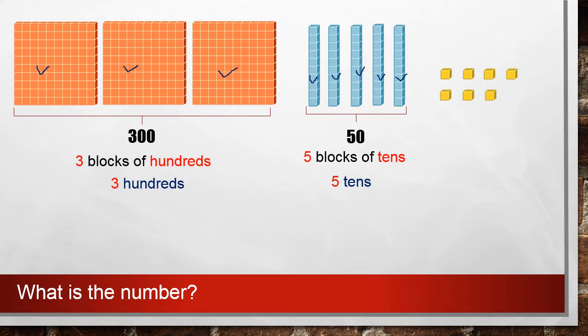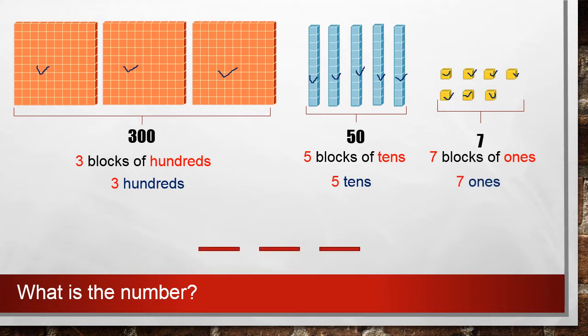Let's proceed with the yellow blocks. This yellow block represents 1, so we have to count by ones. 1, 2, 3, 4, 5, 6, 7. We have 7 blocks of ones, 7 ones.